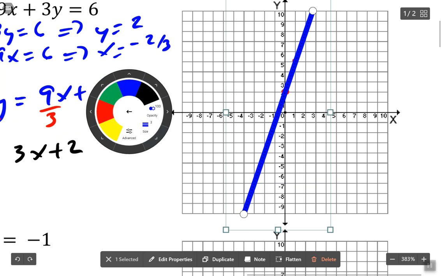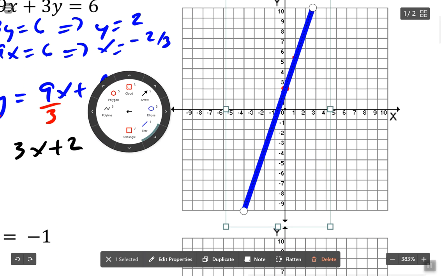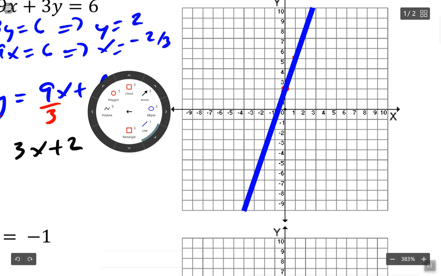Hang on. I need to make my line. My line does not need to be that big. But I think my line is just there. Oh well, it's okay. Do you see it? Everybody see the line? Was that easy? Yeah.